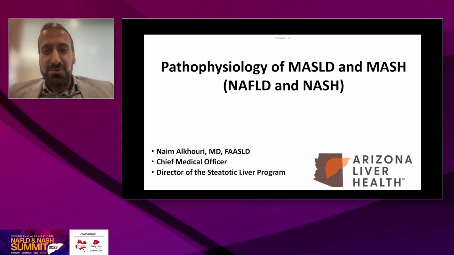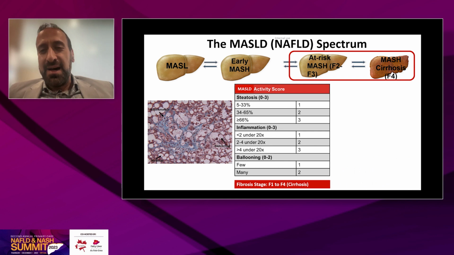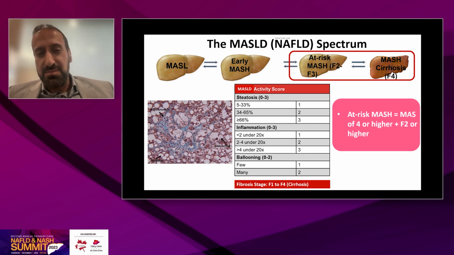So my task was to talk about the pathophysiology of MASLD and MASH, and then the consequences of the disease. This is the spectrum of the disease that has been discussed already. I'm going to take you through the development of steatotic liver disease from MASL, or simple steatosis, and then what leads to progression to MASH, steatohepatitis, and how this leads to progression to fibrosis and eventually liver cirrhosis.